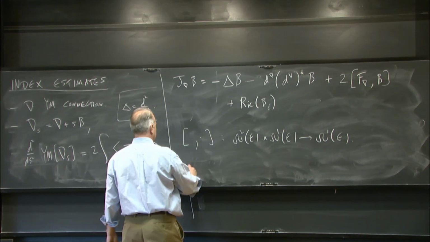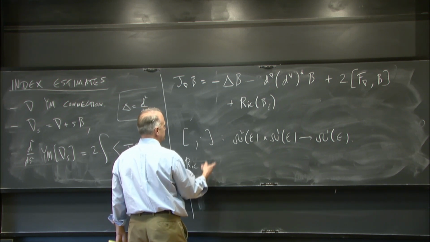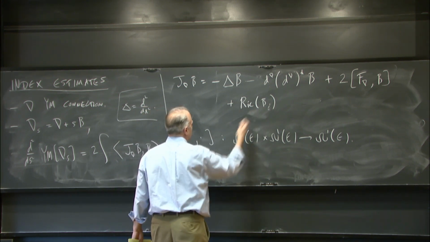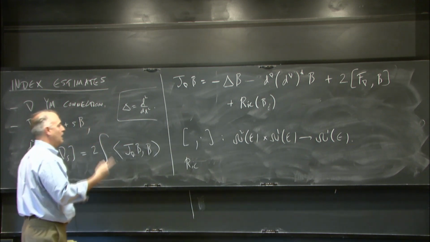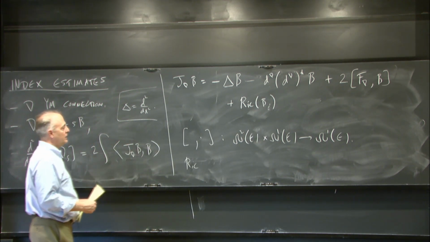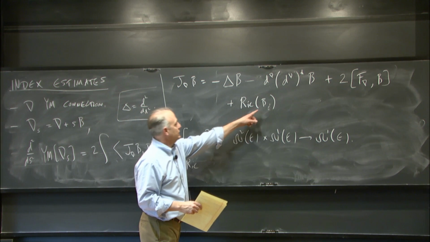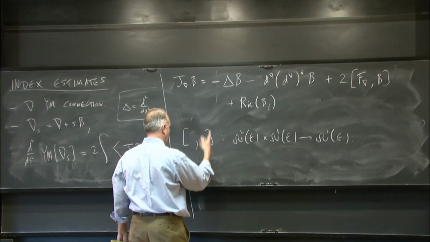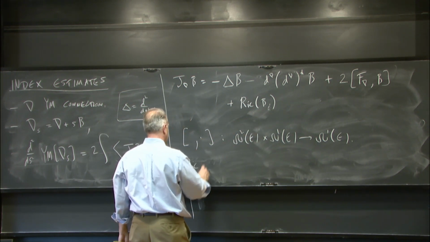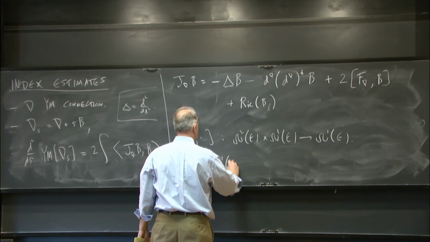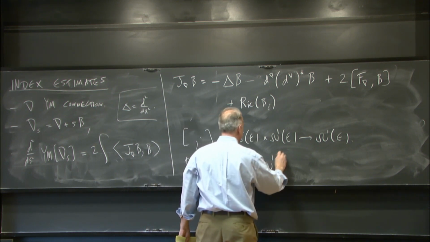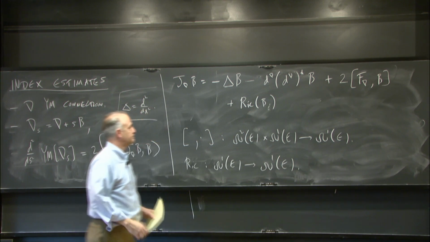And then the Ricci is a symmetric 2 tensor, and there's an obvious way in which any symmetric 2 tensor acting on the tangent bundle of the base can be extended to an action on 1 forms, bundle valued 1 forms. So we can just view this Ricci as an endomorphism.